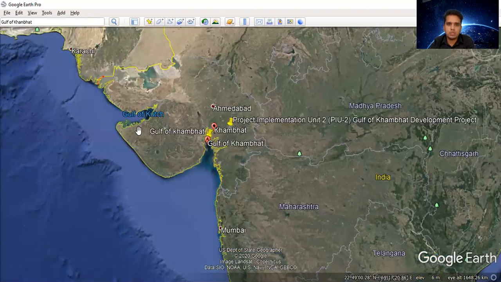It is the Gulf of Kutch. This is the Gulf of Kutch.